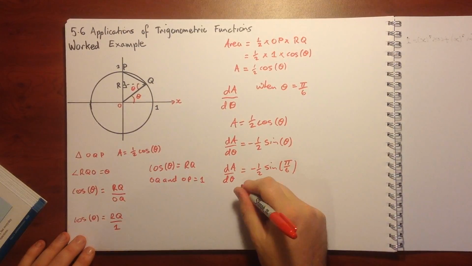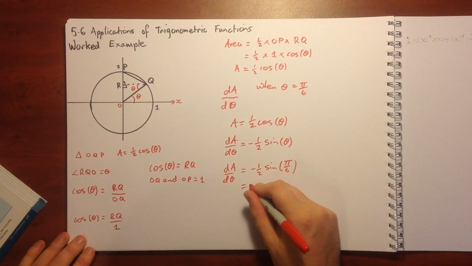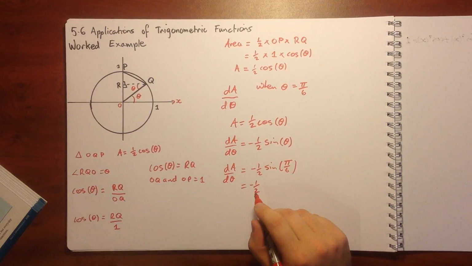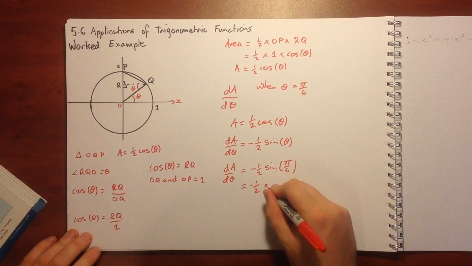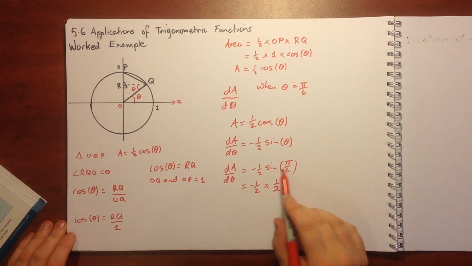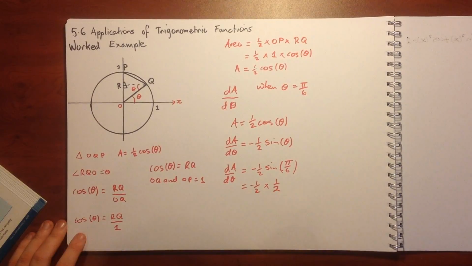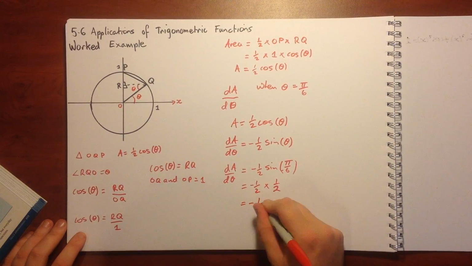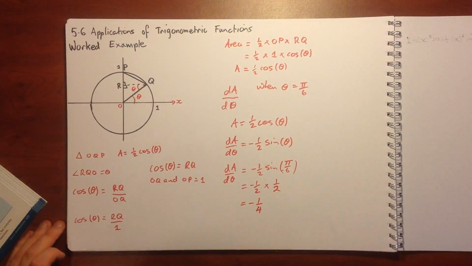We should be getting pretty good at knowing our exact values by now. We know that sine of pi on 6 is equal to a half. If you're still having trouble remembering the exact values for our trig functions, you need to get your head around that, you need to practice them. Which means we get negative a half times a half, which gives us a quarter. So the rate at which the area is changing with respect to the angle is negative a quarter units. We don't have any units of measurement, so we just call it units.